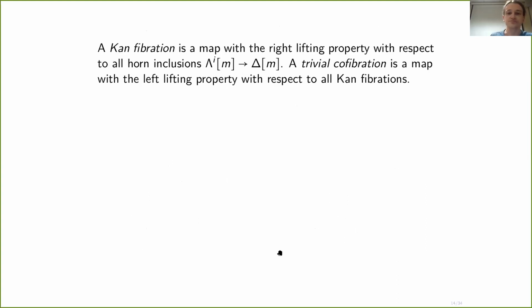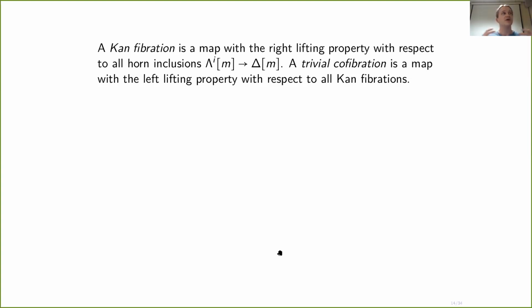Okay, so now let's revise some definitions. I'm going to say that a Kan fibration is a map with a right lifting property with respect to all horn inclusions, as before. And I'm going to say that a trivial cofibration is a map with a left lifting property with respect to all Kan fibrations. So now constructively, of course, there's a bunch of existential quantifiers in this statement. And of course, constructively, the proof has to provide explicit witnesses for all these existential quantifiers.